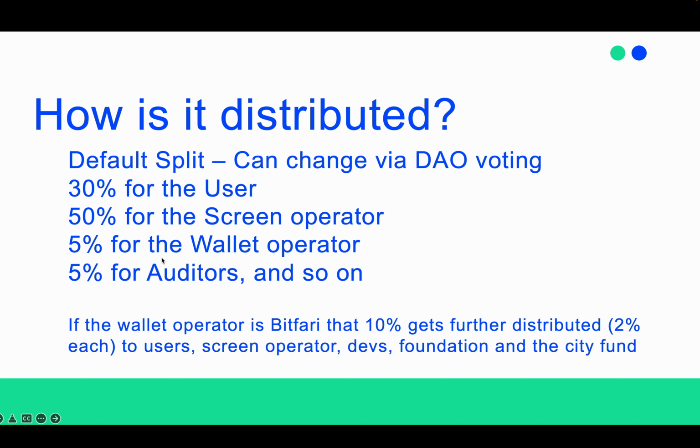It can be changed via DAO voting, right? We don't want to change it in the first year, but in the second year, third year, we might do a vote just to revise this, and it might get changed depending on location and depending on users. Sometimes you want more users, so you give them more money. Sometimes you want more developers, so you give them more money. And that's more or less how the system works. Every other system works like that.